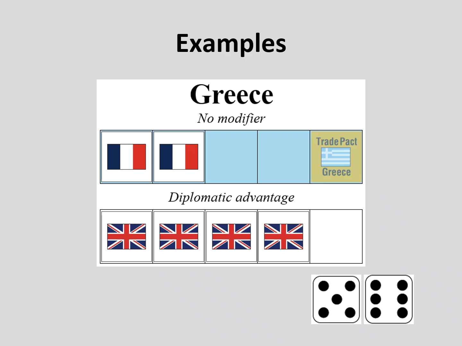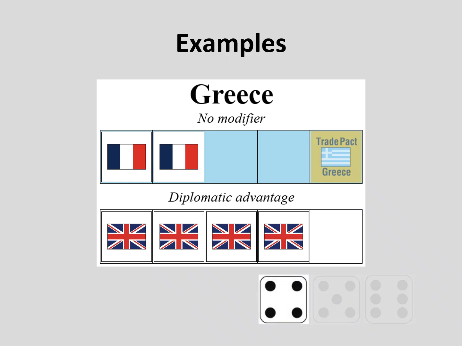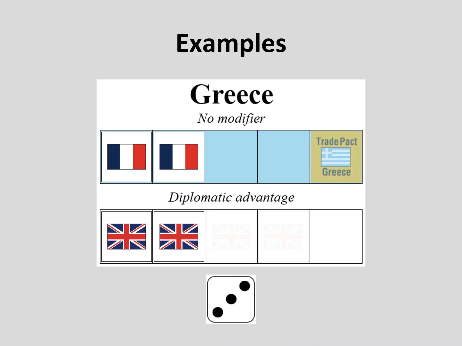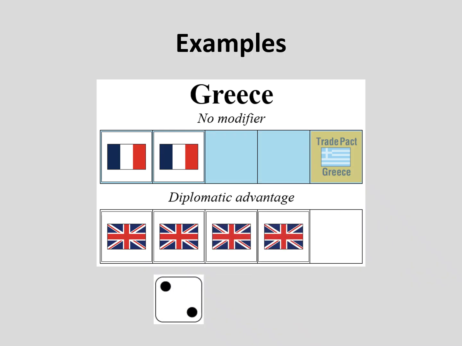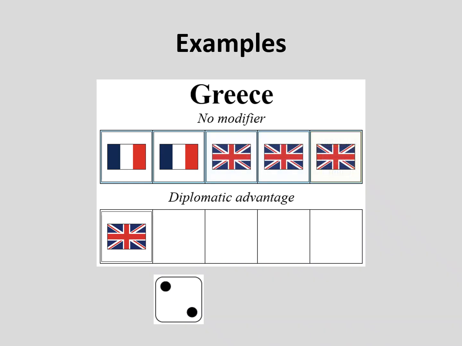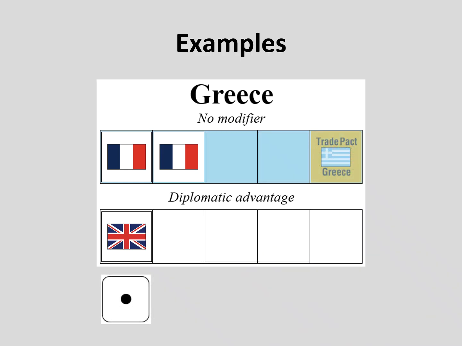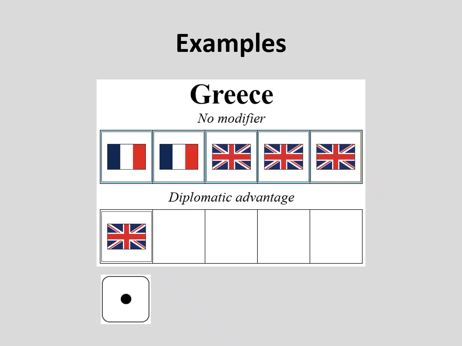A diplomatic die roll of 4 would transfer 1 British flag from the diplomatic advantage row to the diplomatic results row. A diplomatic die roll of 3 would transfer 2 British flags. A diplomatic die roll of 2 would transfer 3 British flags. A diplomatic die roll of 1 would have the same effect as a diplomatic die roll of 2, because the maximum diplomatic result is 5.